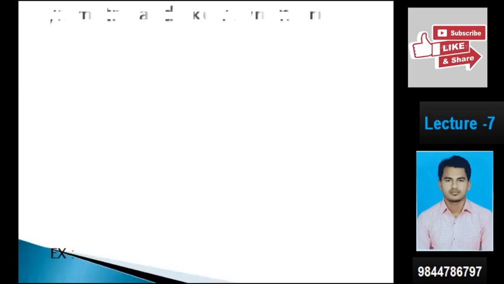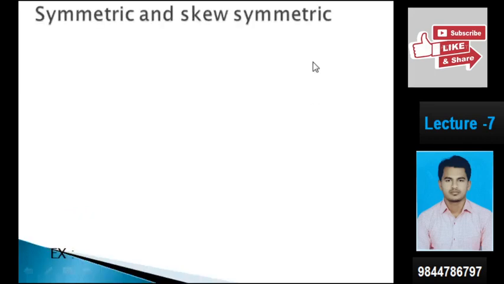Today let me discuss the new bit, that is symmetric and skew symmetric matrix. It is most important for annual examination purpose. In this bit there is a question, either it may be 2 marks or 3 marks. Let me explain what is meant by symmetric matrix.